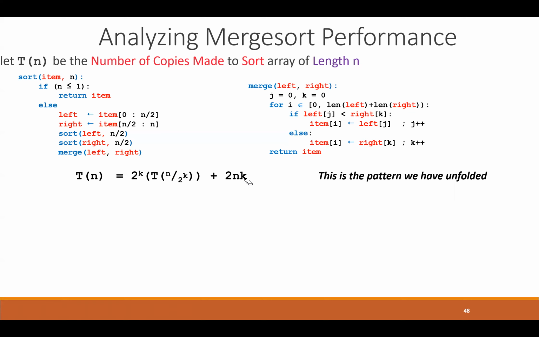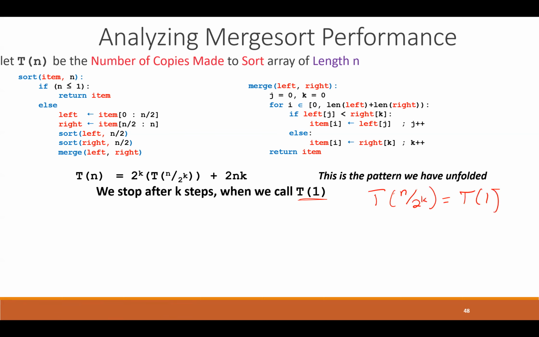Well, we know our recursion ends when we get down to a list of size 1. So whatever T(n/2^k) is equal to, it should be equal to T(1). So that means n over 2 to the power k is equal to 1, or n is equal to 2 to the power k.